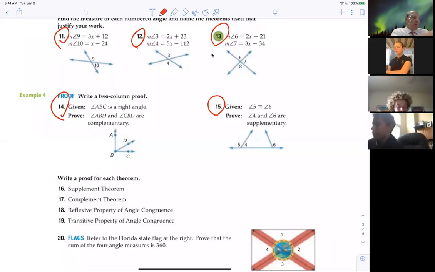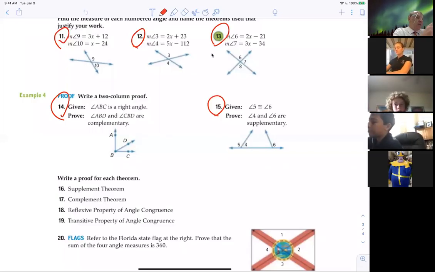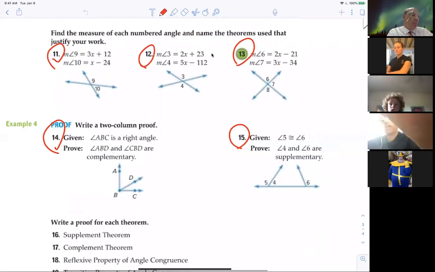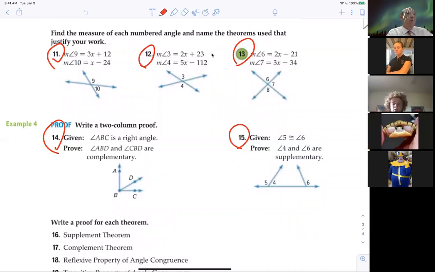All right, here we go, guys. So I guess basically, I think these are relatively easy. But if anybody's having trouble, does anybody need me to go over 11, 12, or 13?